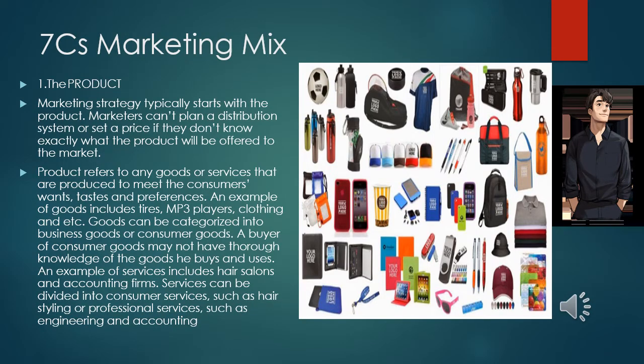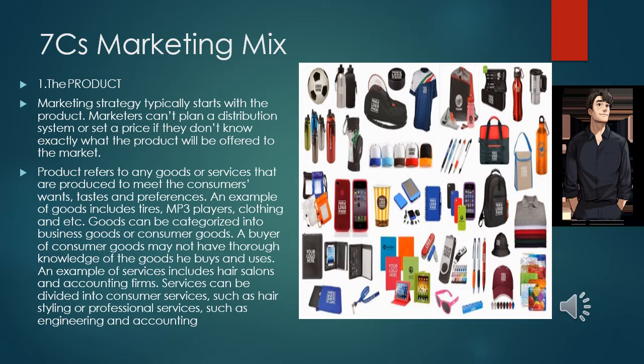Let us continue. Number 1, the product. Marketing strategy typically starts with the product. Marketers can't plan a distribution system or set a price if they don't know exactly what the product will be offered to the market. Product refers to any goods or services that are produced to meet the consumer's wants, tastes, and preferences. An example of goods includes tires, MP3 players, clothing, etc.